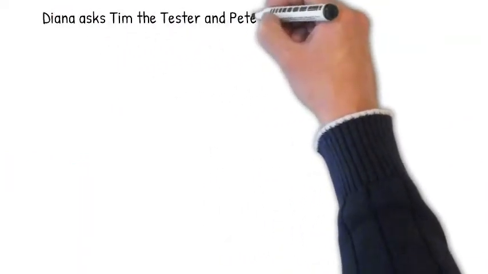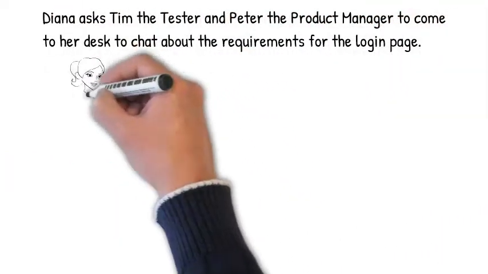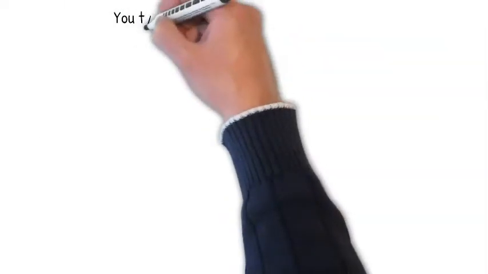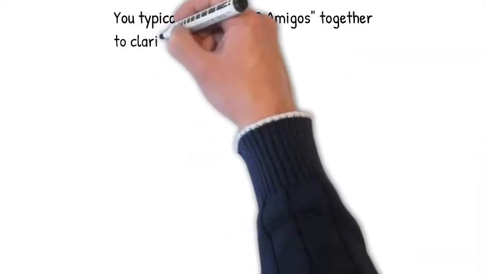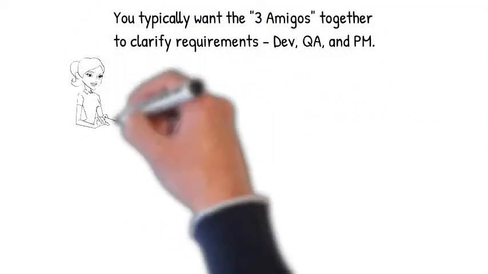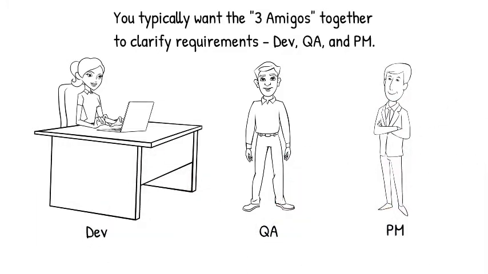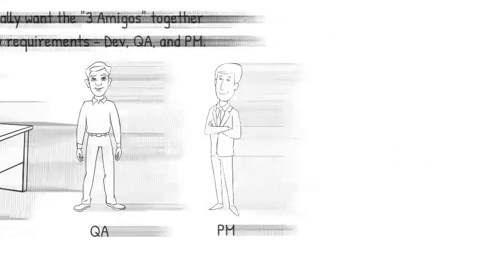Diana asks Tim the tester and Peter the product manager to meet with her to discuss the login page requirements together. In behavior-driven development, we usually refer to the 3 key roles that you want to have represented in a requirements discussion as the 3 amigos. They are typically the customer, the developer, and the tester. It is quite typical for teams to have a person representing the customer, which in this case is Peter the product manager. The term amigos is to indicate that they are friendly collaborators working together to provide the best solution for the customer.